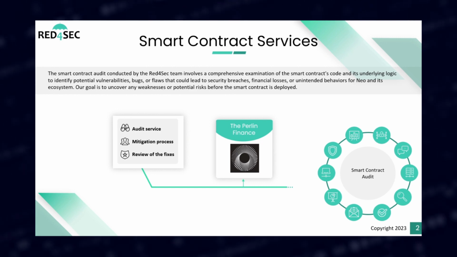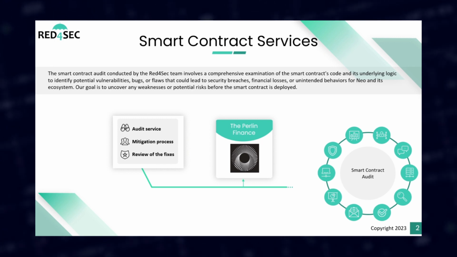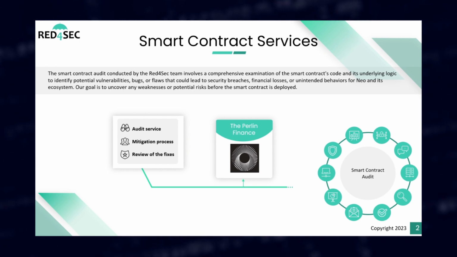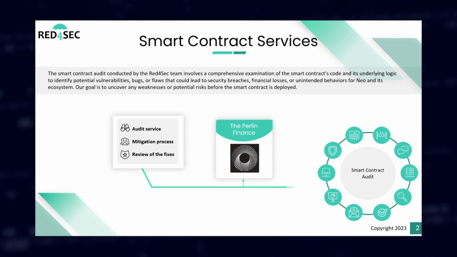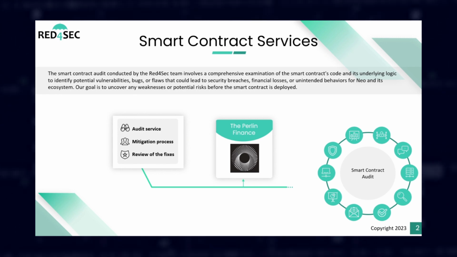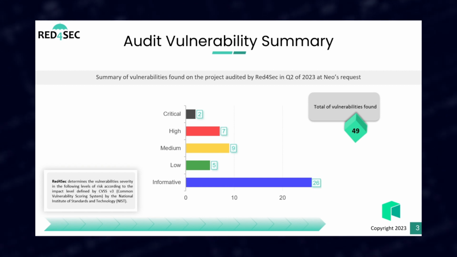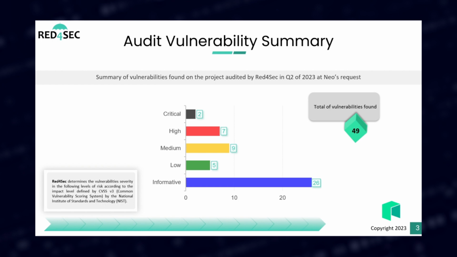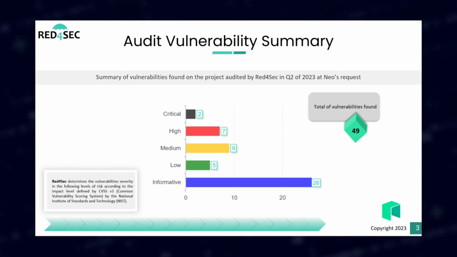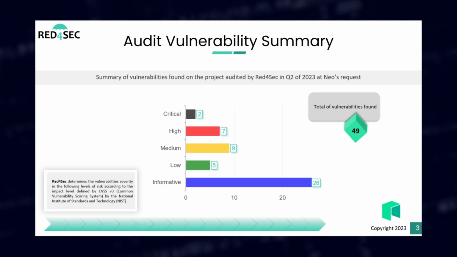Apart from general security reviews, we have prioritized auditing the Perlin Finance project. The audit is now completed and we are anticipating the conclusion of their mitigation phase before we can proceed with our fixes review. We have actively supported them throughout this mitigation process. Here are the findings of the audit. We identified and reported 2 critical vulnerabilities, 7 high risk, 9 medium, 5 low, and 26 informative issues, resulting in a total of 49 vulnerabilities.